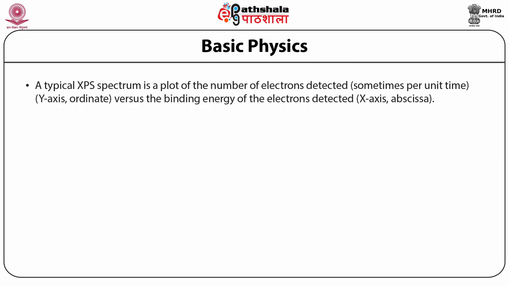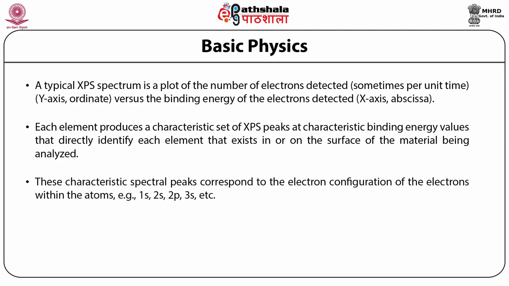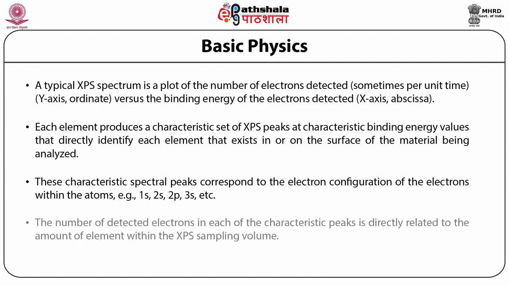Basic physics. A typical XPS spectrum is a plot of the number of electrons detected versus the binding energy of the electrons detected. Each element produces a characteristic set of XPS peaks at characteristic binding energy values that directly identify each element that exists in or on the surface of the material being analyzed. These characteristic spectral peaks correspond to the electron configuration of the electrons within the atoms, for example 1s, 2s, 2p, 3s, etc. The number of detected electrons in each of the characteristic peaks is directly related to the amount of the element within the XPS sampling volume.